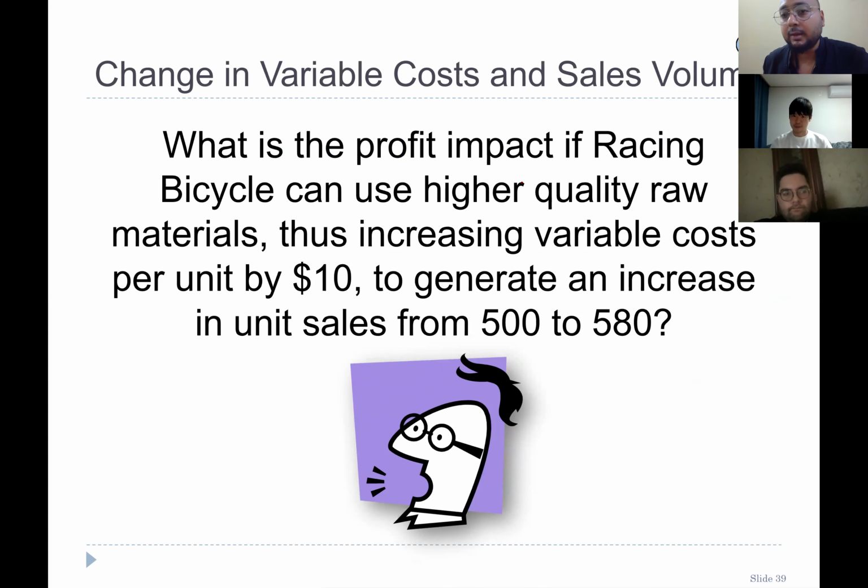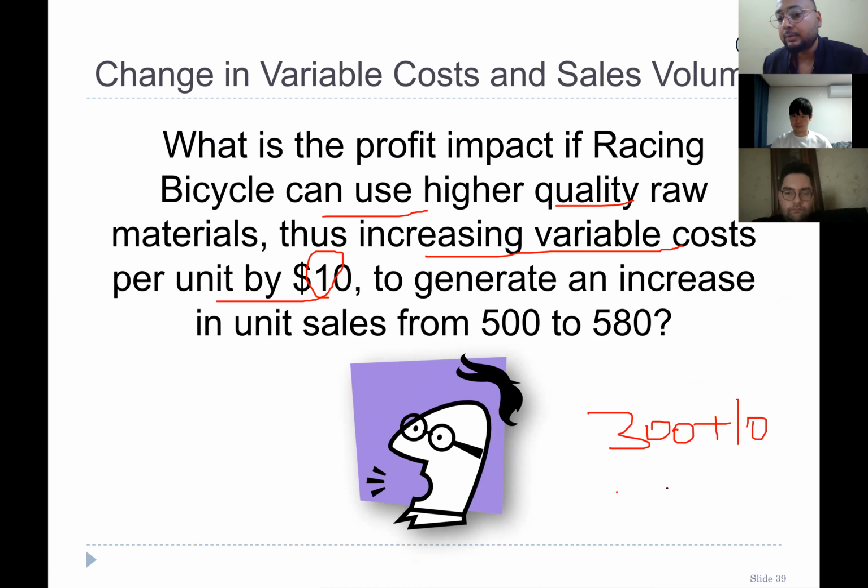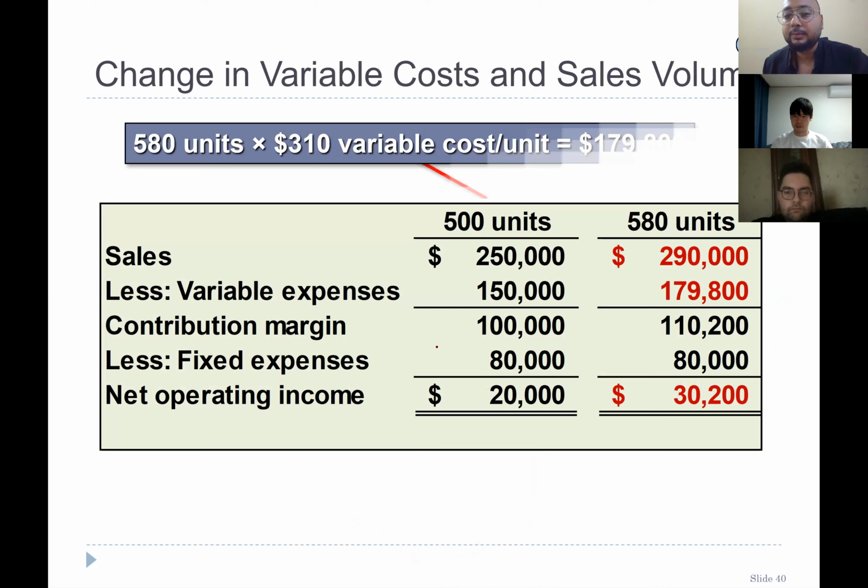What is the profit impact if RBC can use higher quality raw material, thus increasing its variable cost by 10 per unit? Previously the variable cost was 300, but now it would be 310. Remember that one. And their sale increases from 500 to 580. Now let's make the contribution margin income statement. So that is the previous scenario here.